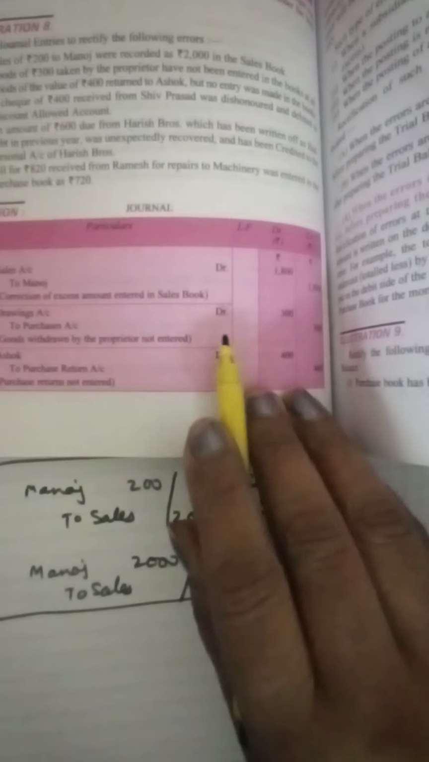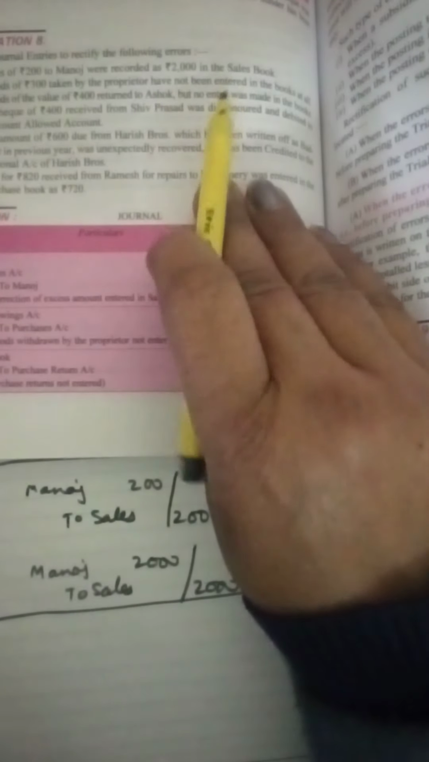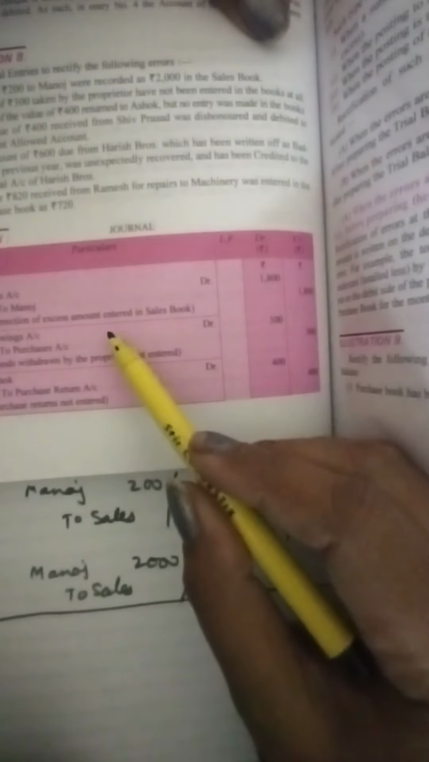Then next comes: goods of rupees 300 taken by proprietor, that means drawings, have not been entered in the purchase book. Not entered in the purchase book means very simple. We will enter it now. Drawings to purchases.